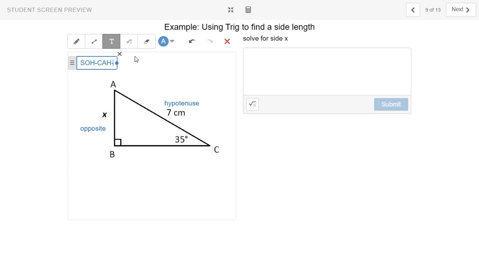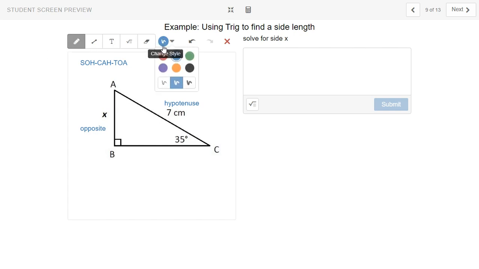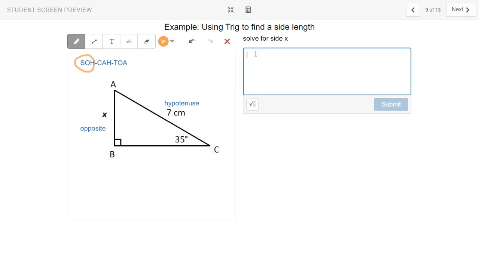Let's check our menu for trig ratios. SOHCAHTOA, the only one that involves the opposite and the hypotenuse would be our sine. Let's write that down. So sine A is equal to opposite over hypotenuse. Let's substitute our values in. So sine 35 equals x over 7.